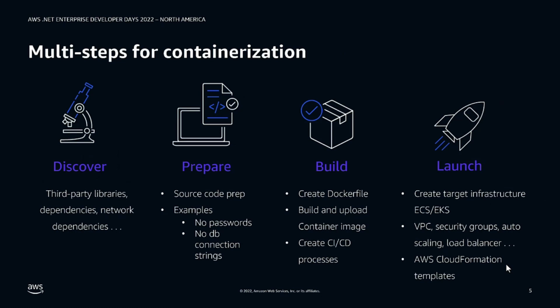Also, the entire process of containerization includes multiple manual steps. First, the discovery process, where you have to identify all application dependencies on third-party libraries, NuGet packages, etc. Once you finish discovery, next you need to prepare source code, create a Dockerfile, build an image out of it, implement the CI/CD process, and finally create target infrastructure on AWS, including creating VPC, security groups, implementing a load balancer, figuring out an auto scaling strategy, creating CloudFormation templates and whatnot. That's a lot.